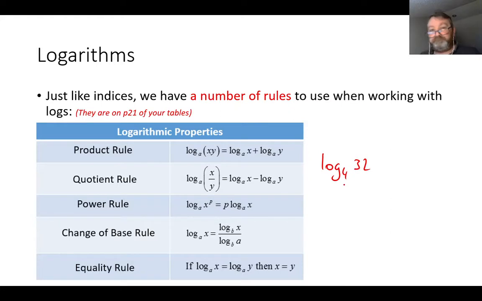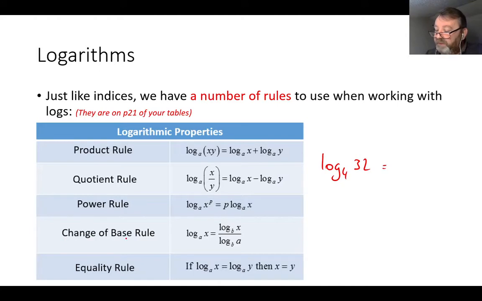Now, problem. How many times do I multiply 4 by itself to get 32? You can't. 4 multiplied by 4 is 16. Multiplied by 4 is 64. So there is no index over base 4 that will give me 32 exactly. But if I drop the base down to base 2, this thing can be solved. Watch. Log to the base 4 of 32. Can't do it. So I'm going to change the base.